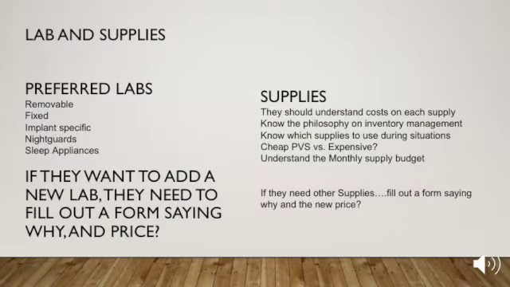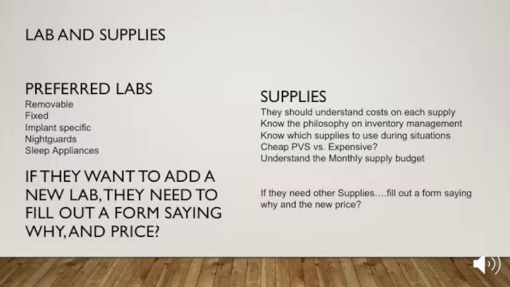Next would be labs and supplies. And so with labs and supplies, you're going to want to go through who are your preferred labs for both removable, fixed, potentially if you have a specific one for implants, night guards, sleeping appliances. If they want to add a new lab, sometimes I'll make the doctor write out a document, state why they want to use a new lab and the prices associated with it and what's going to be the advantage of using a new lab. Supplies, they should understand the costs on each supply.